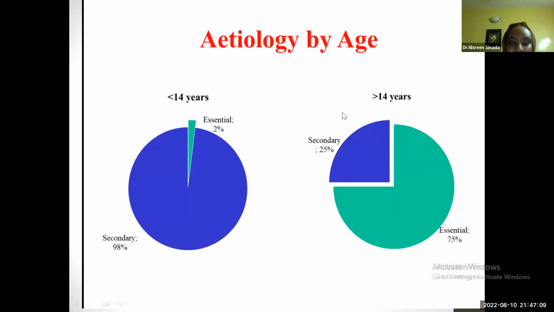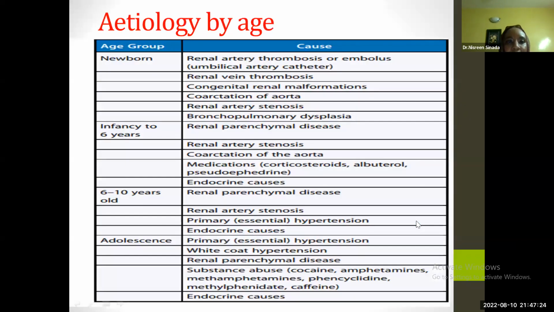Regarding the etiology by age, less than 14 years, it is mostly secondary, 98%, and essential hypertension is very minimal, 2%. In more than 14 years, essential is 75%, and the remaining is secondary. Etiology by age group: the common causes in the newborn are renal artery thrombosis and embolus. We should ask about umbilical artery catheterization during the neonatal period, renal vein thrombosis, congenital renal malformation, coarctation of the aorta, so we should measure the four limb blood pressure, renal artery stenosis, and bronchopulmonary dysplasia.